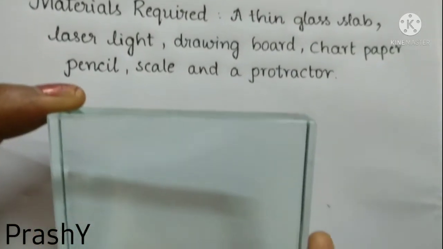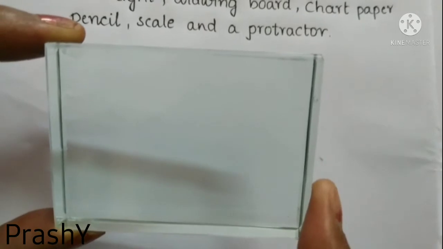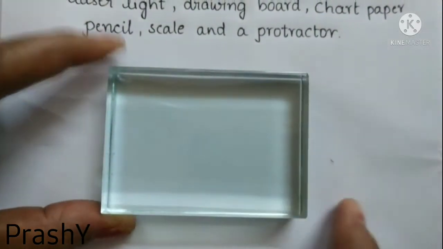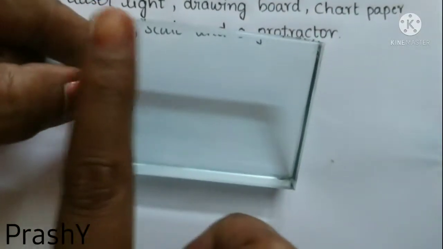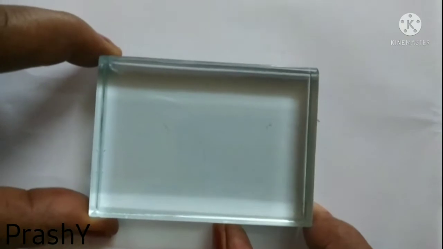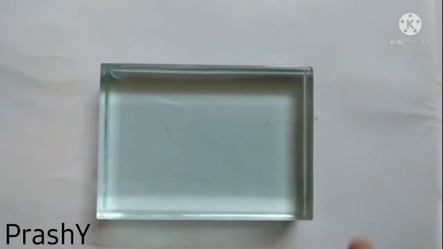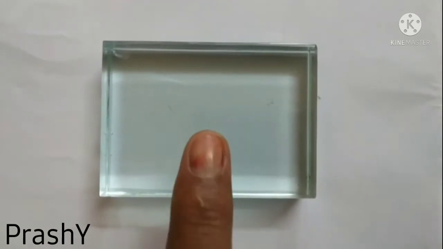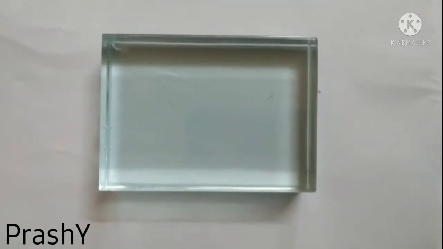First of all, let us see what a glass slab is. You can see a glass slab here. It consists of two plane surfaces. This is one plane surface and here is another plane surface. These plane surfaces are parallel to each other, and this glass slab is isolated from its surroundings. So it means that the refractive index of this glass slab is different from the refractive index of the air. Let us understand what happens when the light ray passes through the glass slab.